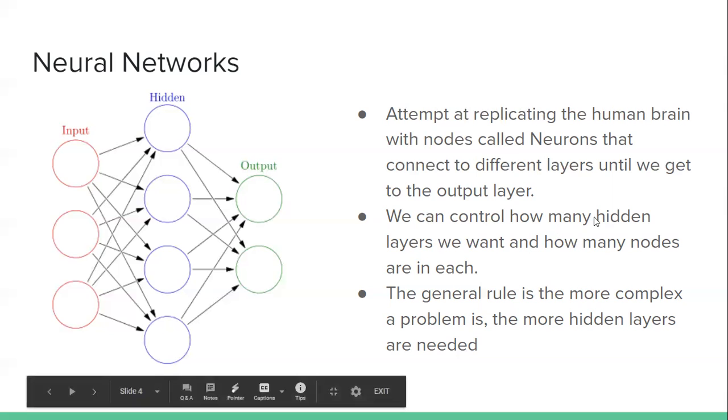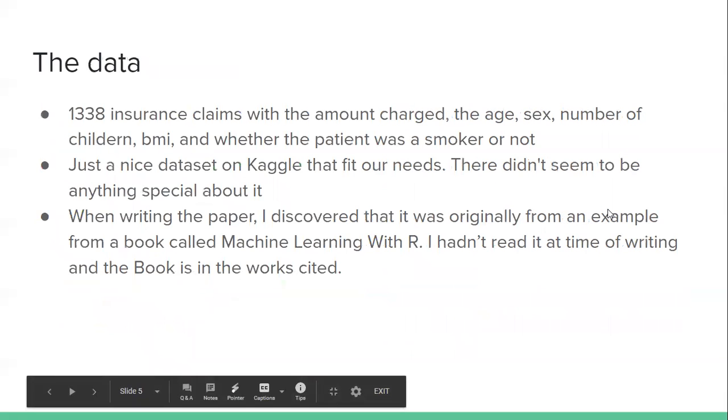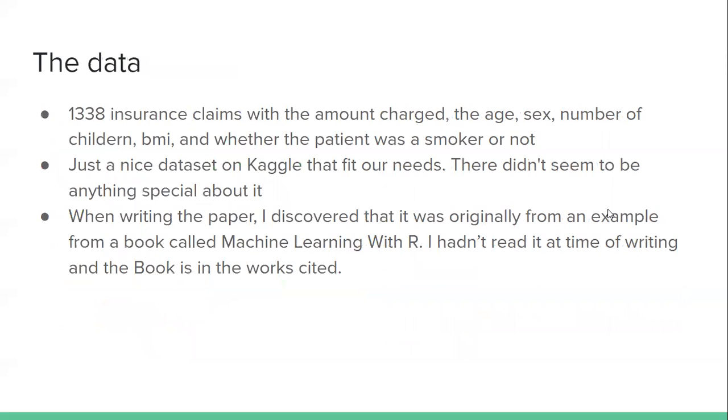The data that we'll be using is 1,380 insurance claims with the amount charged, the age of the patient, the sex of the patient, the number of children the patient has, the BMI, and whether the patient was a smoker or not. When I found this data set, I just thought it was a nice data set on Kaggle that fit our needs. There didn't seem to be anything special about it.